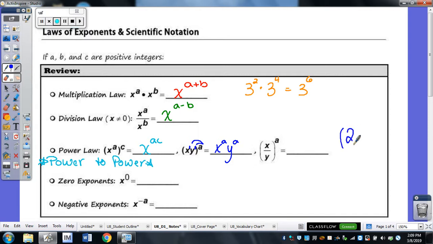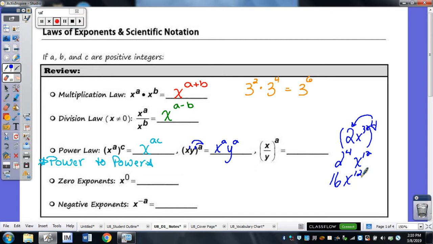Even if we have a coefficient in there. So if we got this coefficient of 2, this exponent of 4 on the outside also goes to the 2. And then 4 times 3 makes that x to the 12. And then 2 to the 4th is 4, 8, 16. So that becomes 16x to the 12. So that exponent goes to everything, coefficients and letters.